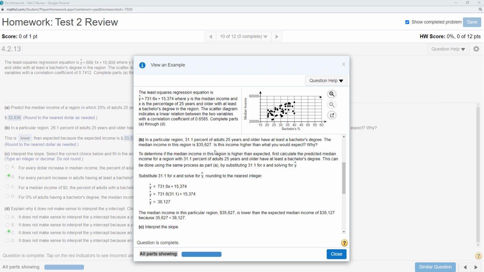Okay. Determine the median income. So, calculate the median income for 31% of adults 25 years or older. We can do this with predicting. Again, in this case, we plug in 31.1. We end up with $38,127. It's 35, which is lower than the predicted. So this is a model. The model predicted 38. The actual here looks like it's 35.